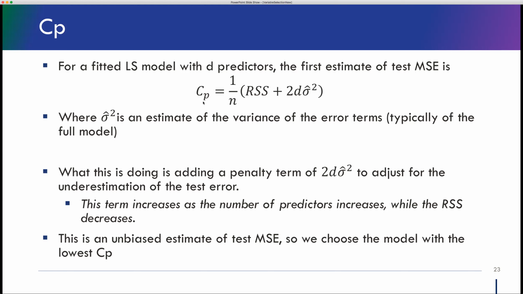And when it's at the right place, at the right number of predictors you should include in your model, then you will achieve the lowest Cp. So this is an unbiased estimator. So this Cp is an unbiased estimator for the test mean square error. So similarly as when we choose a model according to mean square error or residual sum of squares, we want to choose the one with the lowest error, right? So it's the lowest Cp.